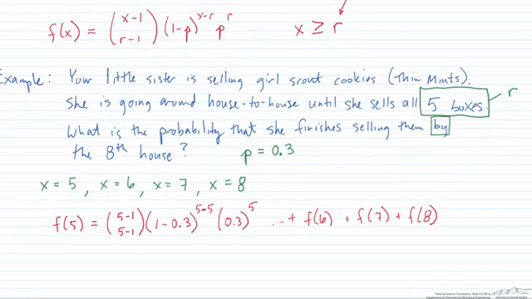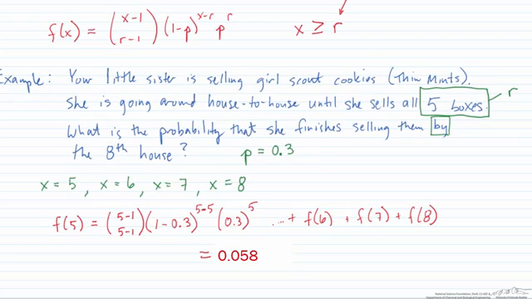So I'm just going to write this for the first, for x equals 5. So f of 5, I'm just plugging these values of x equals 5 and r is 5. So I plug those along with the probability of success into the negative binomial distribution equation. So to answer the question, we would do f of 5 plus f of 6 plus f of 7 and f of 8.